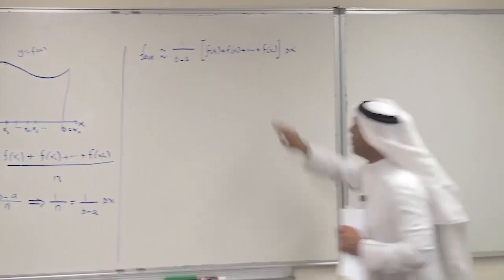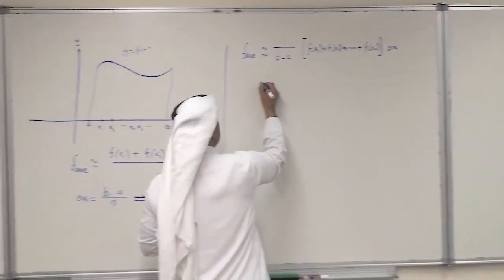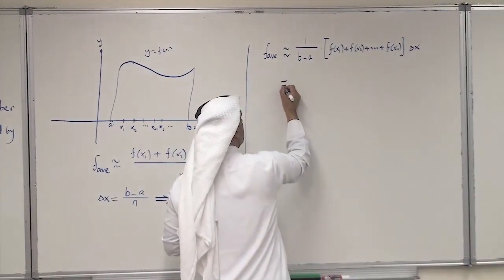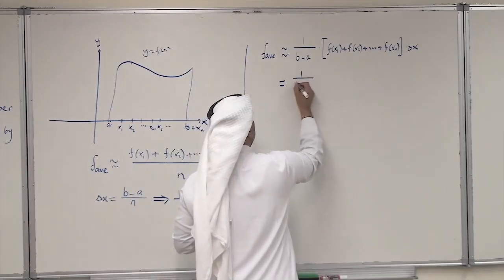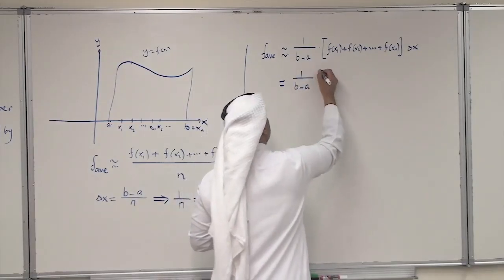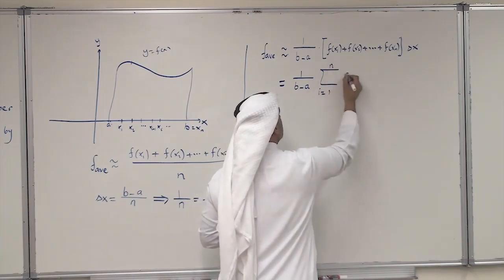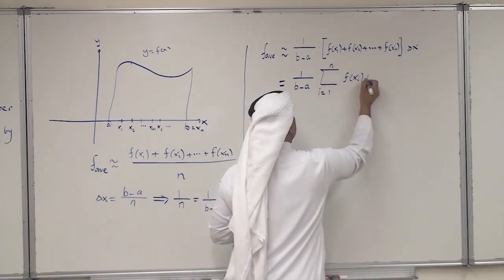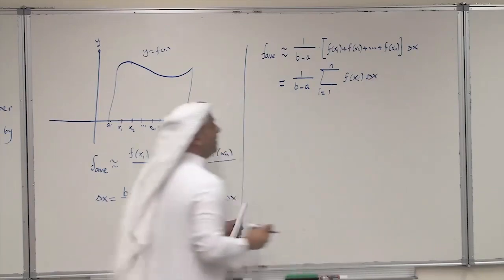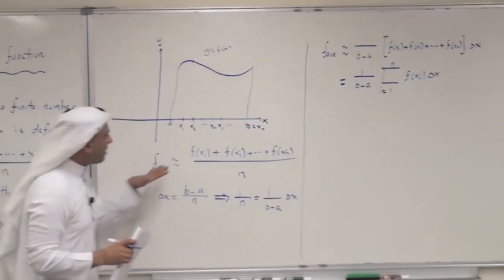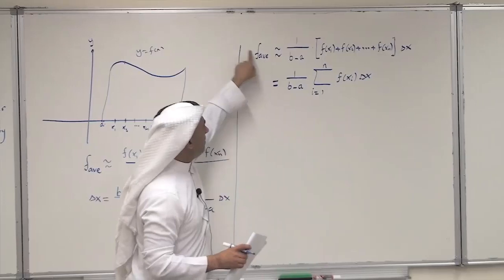Fine. Look at this summation here. This is exactly equal to 1 over b minus a, summation from i equal to 1 up to n of f of xi multiplied by delta x. Fine. Until now we are approximating the average of the function.